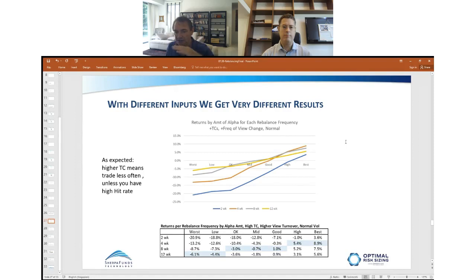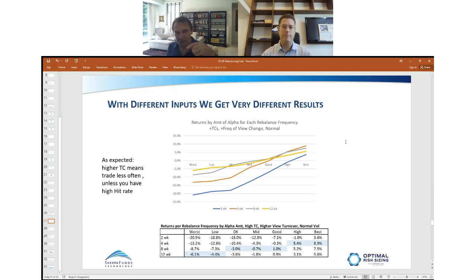So the blue line is going to get driven lower, and it's driven lower to the extent where no matter how good you are or how good your hit rate is, in the high transaction cost, high view turnover regime, the blue line, the 2 weekly one, is always the worst thing. But what is interesting is that the 4 weekly one really stands out as being the best thing as long as your hit rate is reasonable. And that's kind of counterintuitive, right?